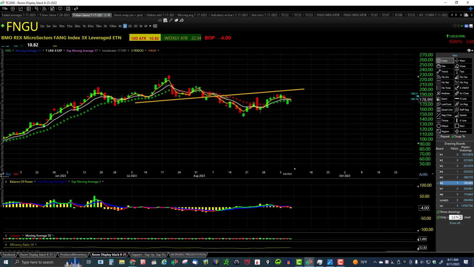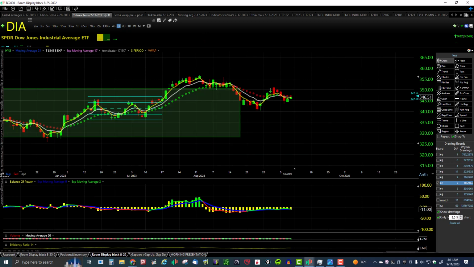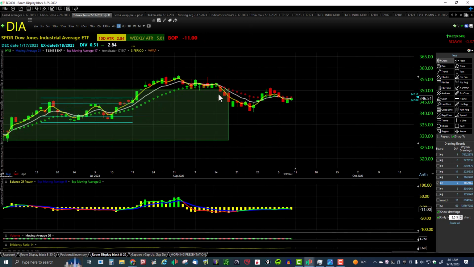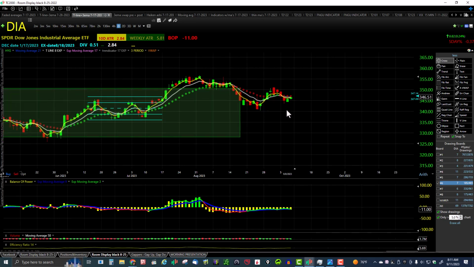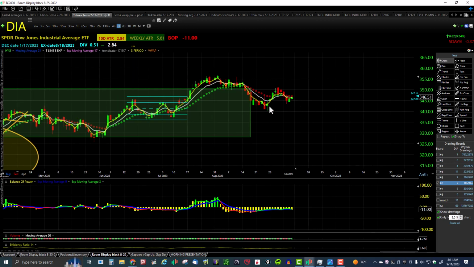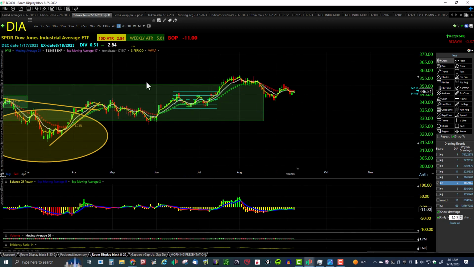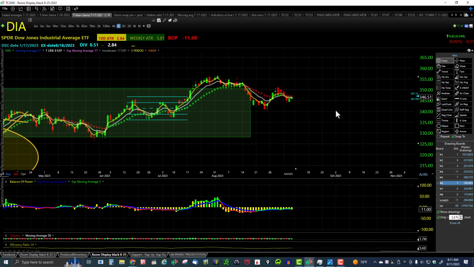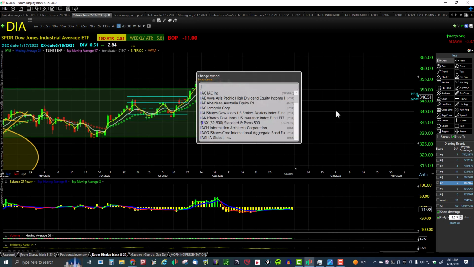All right, let's go look at Diamond Dow. So here's Diamond Dow putting in a lower high, and we'll see if they're going to produce a lower low. So Diamond Dow in a daily downtrend right now. That's what we have for Diamond Dow. And let's go look at IWM.